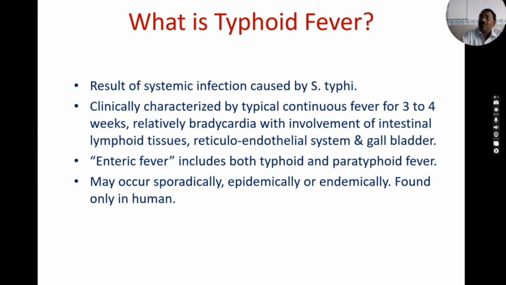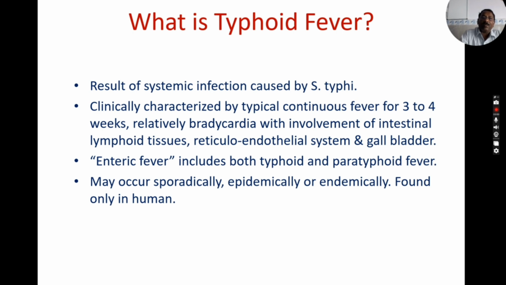The fever lasts for about 3 to 4 weeks, and there will be relative bradycardia. So for every 1 degree Fahrenheit rise, there will be a rise of the pulse by 10 beats per minute. But here in typhoid fever, there will be relative bradycardia. So in spite of a 2 or 3 degree rise in Fahrenheit, you may find the rise in pulse rate may be 5 beats or 10 beats or 15 beats, not the 30 or 40 beats as usual.